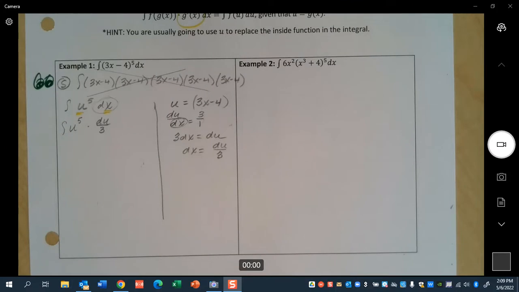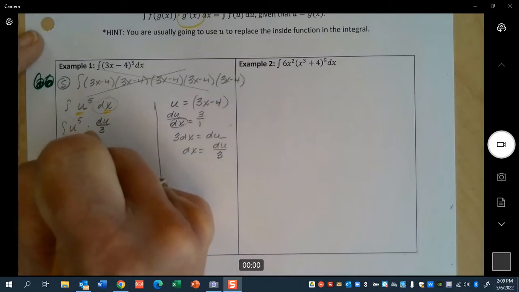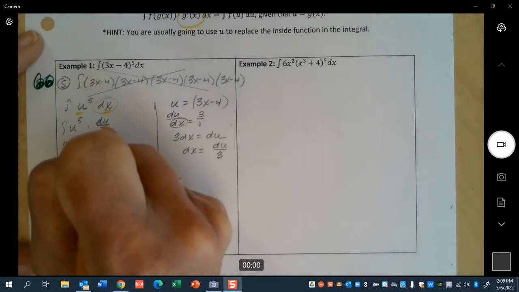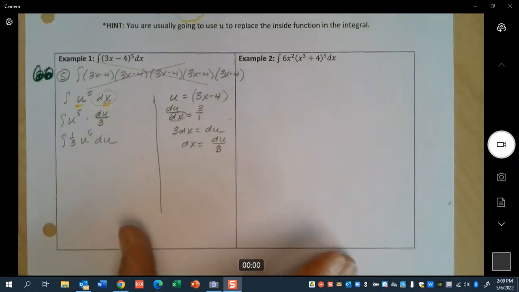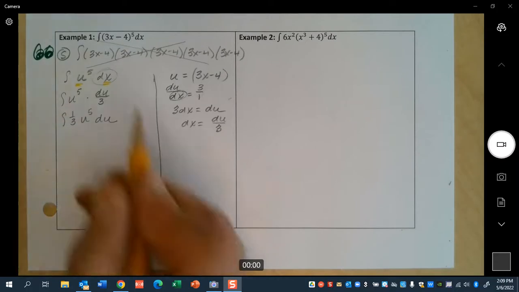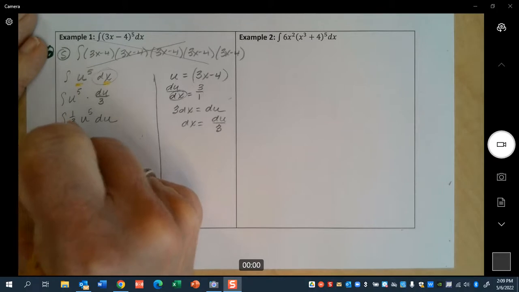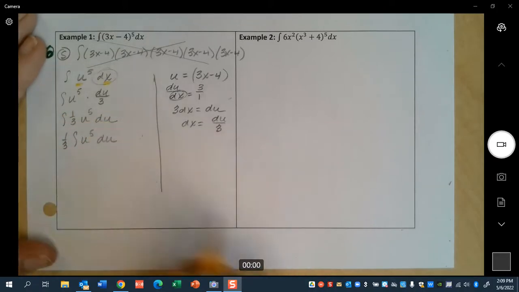So now, the cool part about that is I can do some more simplifying. I can say that this is the integral of 1/3 u to the 5th du. Now I'm in good shape. Now I can integrate because I am talking about it in terms of du. This 1/3 comes outside. It's the integral of u to the 5th du.